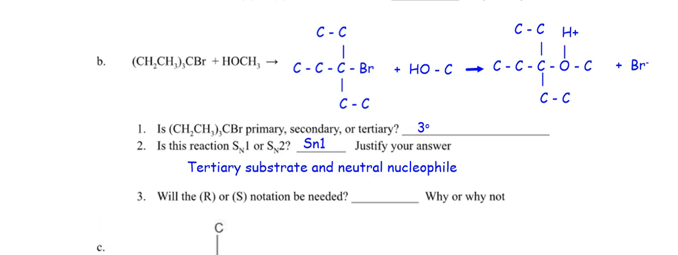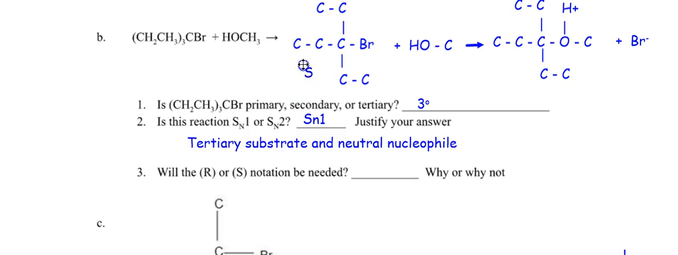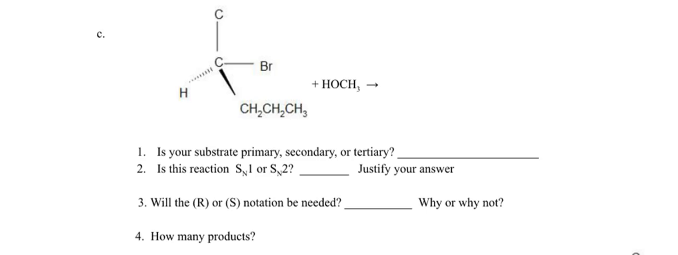So now we need to label everything as our substrate, our nucleophile. So here's my substrate, here's my nucleophile, here's my organic product, and here's my leaving group. Okay, so the only thing left is to answer this. Will R or S be needed? The answer is no, for the same reason as above. You only worry about it for the asymmetrical secondary. Okay, let's look at letter C.